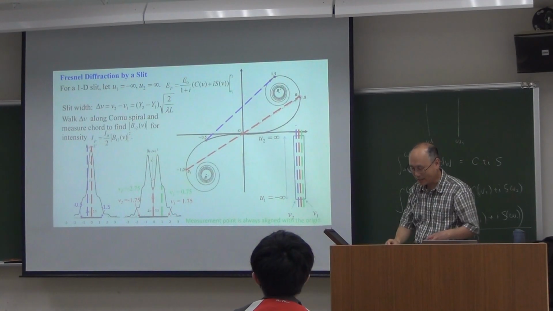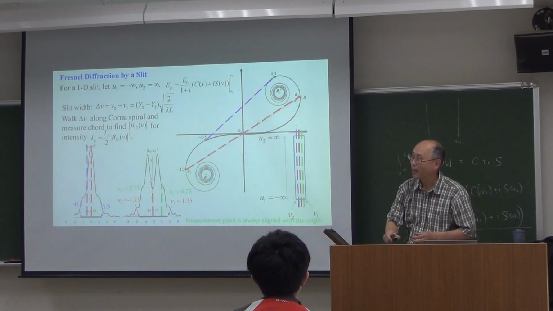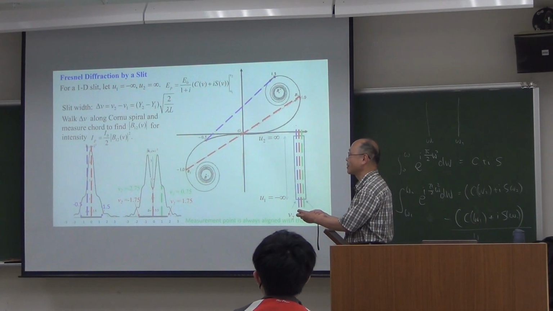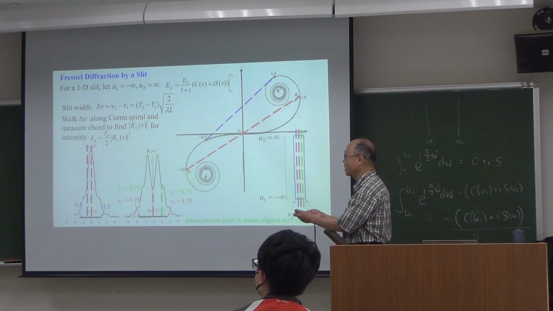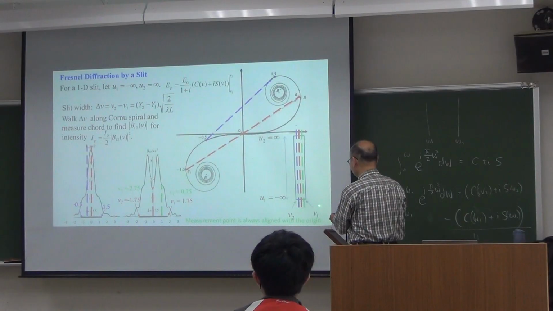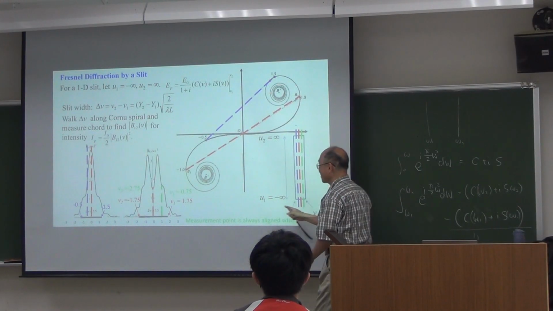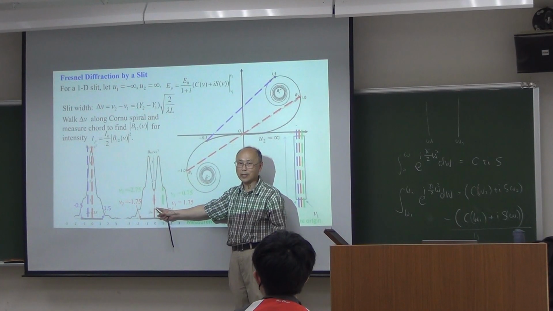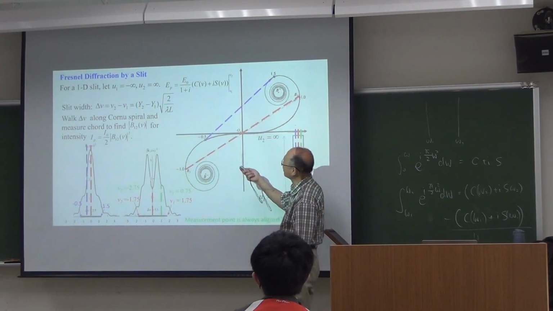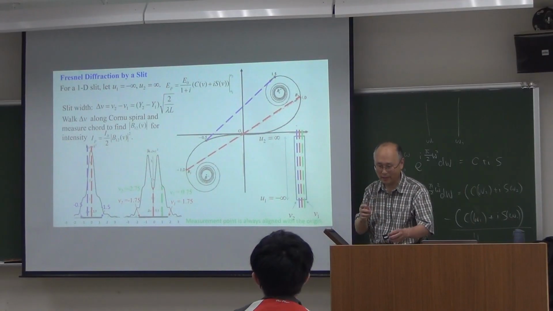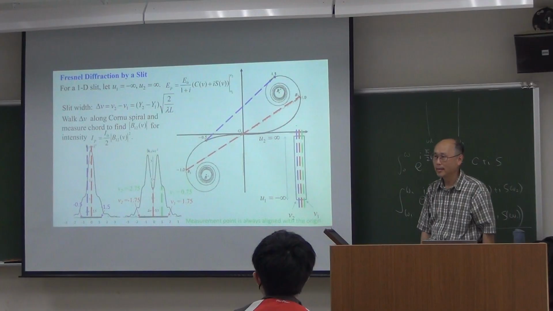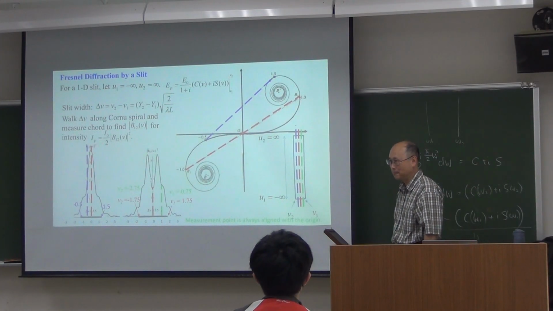Okay, so from this theory, you can explain why in the far field you have the sinc function, but then in the near field, if you go to this point, you start to see this. Amazing. That is because we take into account the quadratic phase term in the integration. Okay. Any question about this?